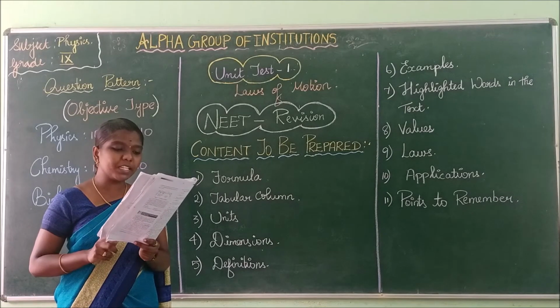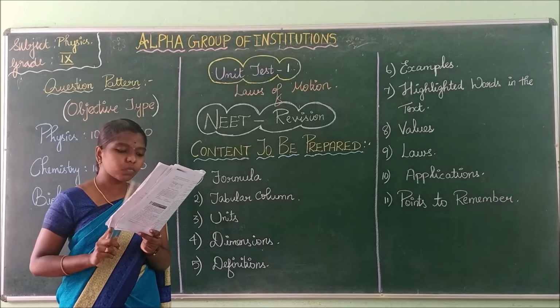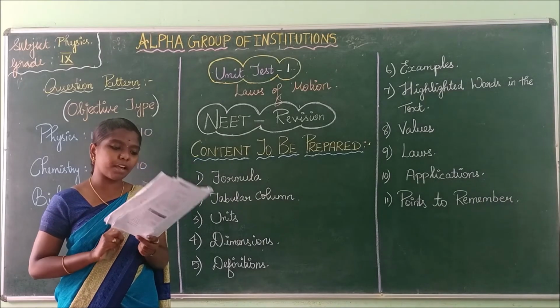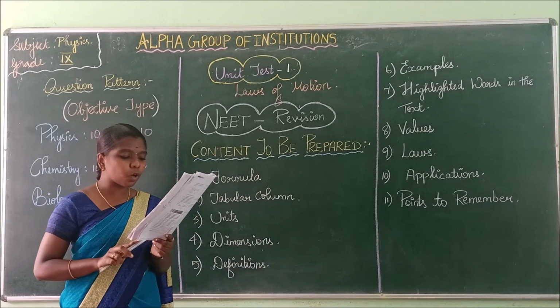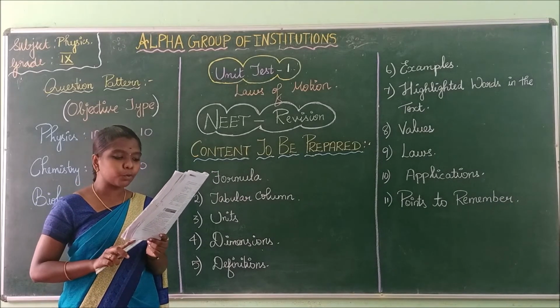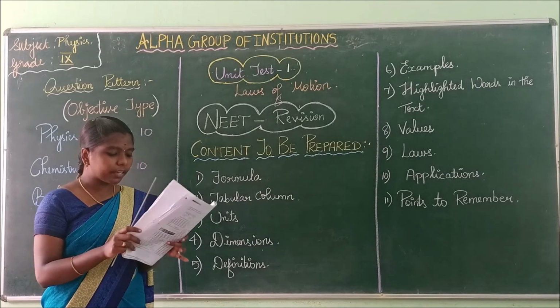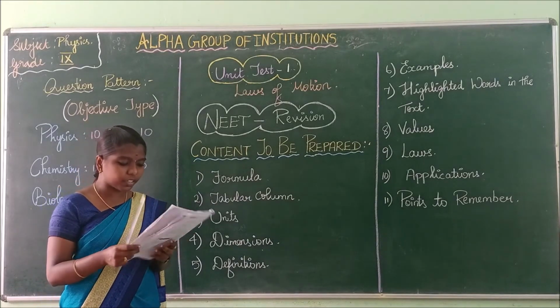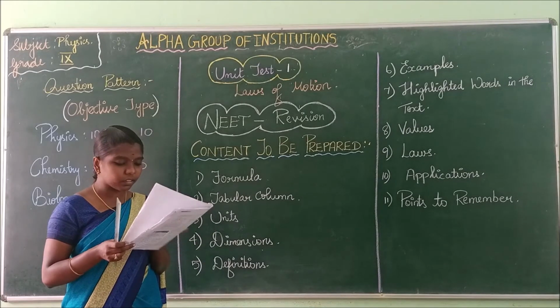Next, take page number 7. The topic is impulse. After the equation J equal to delta P, impulse is also equal to the magnitude of change in momentum. The unit of impulse is Ns. Underline the word Ns.